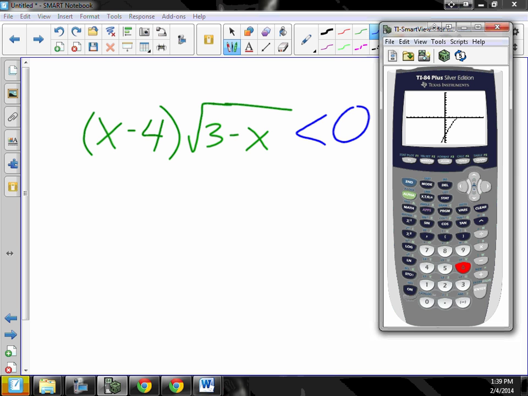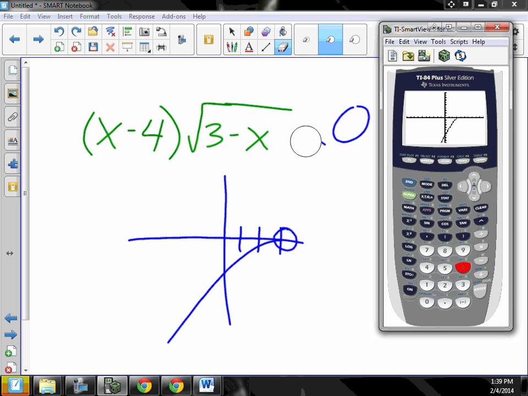Where is that graph less than 0? Everywhere. So my root is 3, and all I really care about is the label on the x-axis. I don't care about the labels on the y-axis. So it's going to look something like that. Is that an open circle or a closed circle? Open circle. Right.